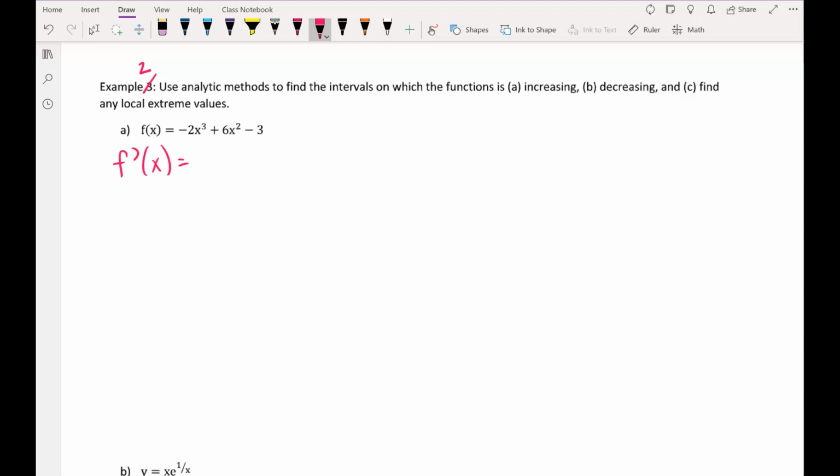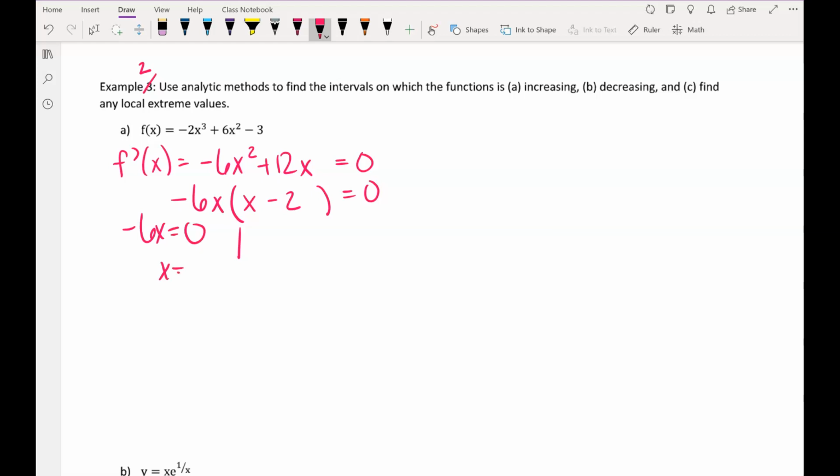So f prime of x equals negative 6x squared plus 12x, and we are going to set it equal to 0. Let's try to factor out the GCF, greatest common factor, of negative 6x. We are going to be left with an x minus 2. Set each factor equal to 0. So this is going to come out to be 0, and then this is going to come out to be 2. So we have 2 critical points here.